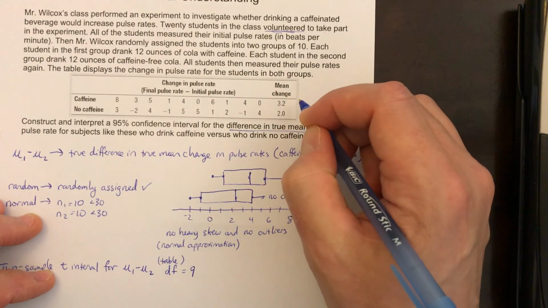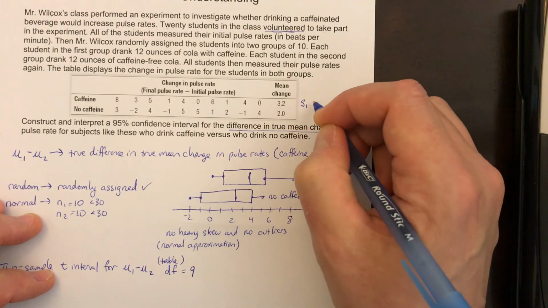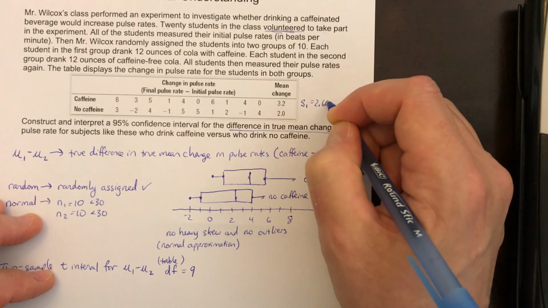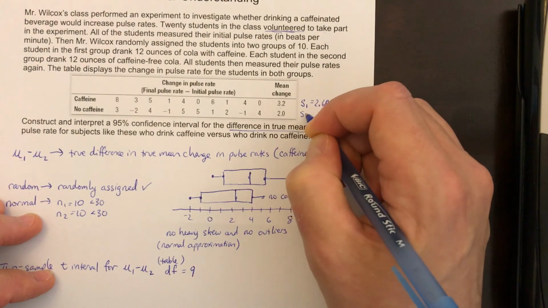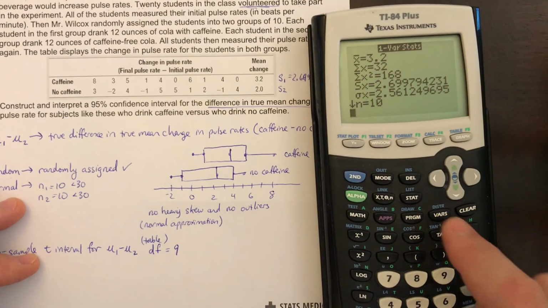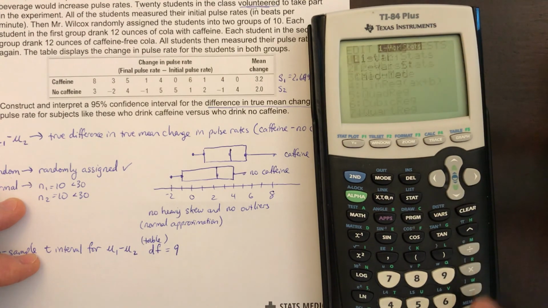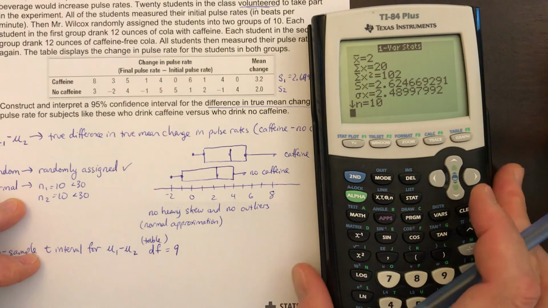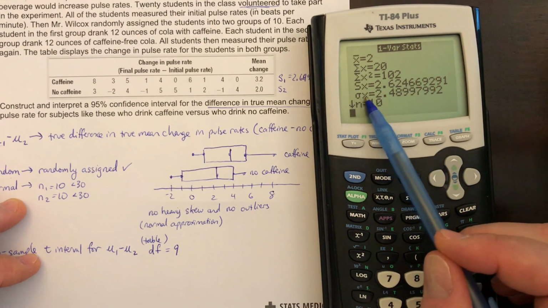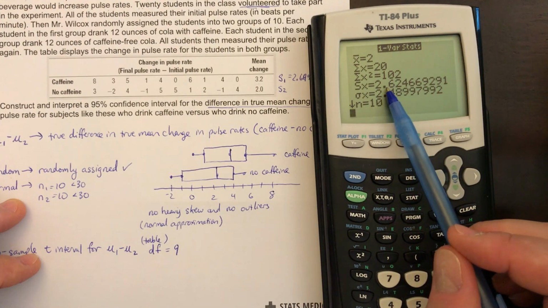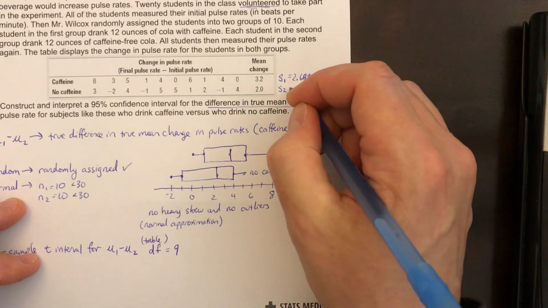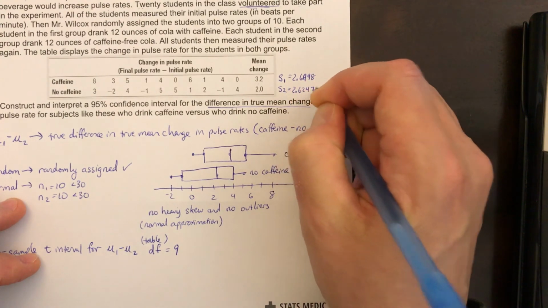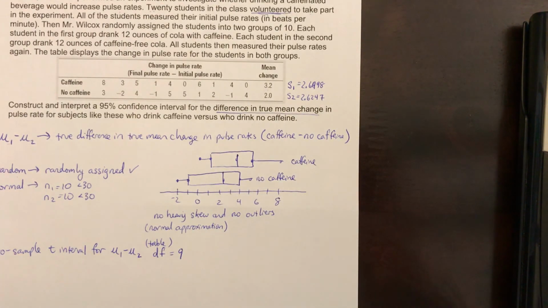The sample standard deviation is 2.6998. And then for the no caffeine drinkers, I'll go stat calc, one variable statistics, list 2. And that is 2.6247 sample standard deviation. Don't use the population standard deviation. We're going to use the sample, 2.6247. Okay, and I'm going to stop there for part 2.